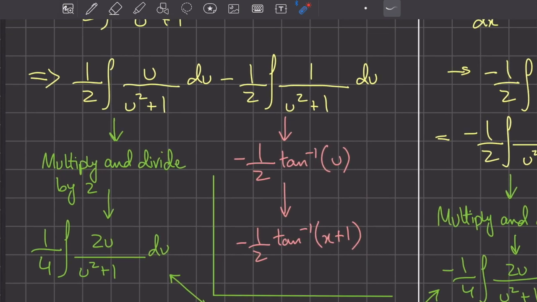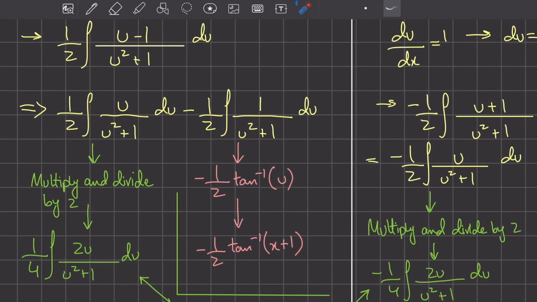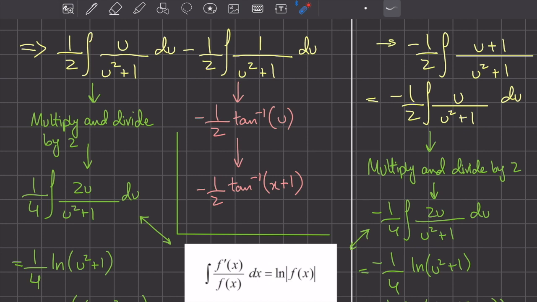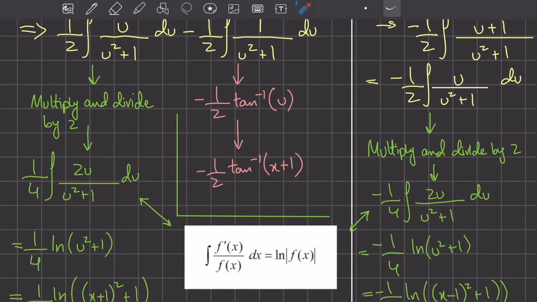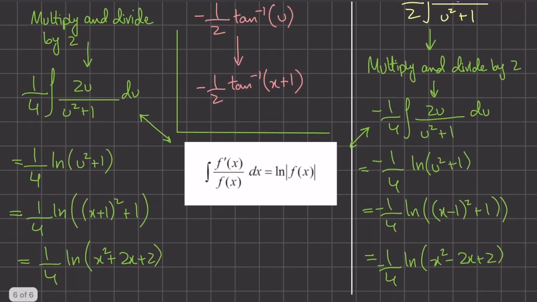Moving on. The first term lies in the form of the derivative of a natural log function, but to fulfill the requirements we multiply and divide this by 2. This way the numerator becomes the derivative of the denominator, as the derivative of u squared plus 1 is 2u. Hence, the integral is 1/4 ln u squared plus 1. Substitute back in the value of u, and expanding the brackets gives 1 over 4 times ln x squared plus 2x plus 2.